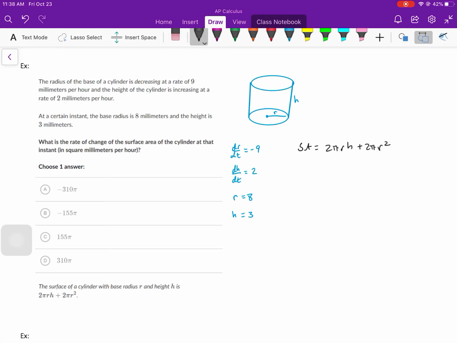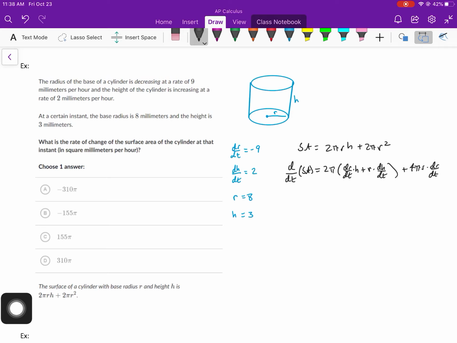2 pi r squared. So when we want to find this derivative, d dt of surface area, we're going to have to do the product rule on this. So it's going to be 2 pi times dr dt times h plus r times dh dt. Then plus 4 pi r times dr dt. So just took a little product rule there. That's the most difficult part. Then don't forget your chain rule on that.